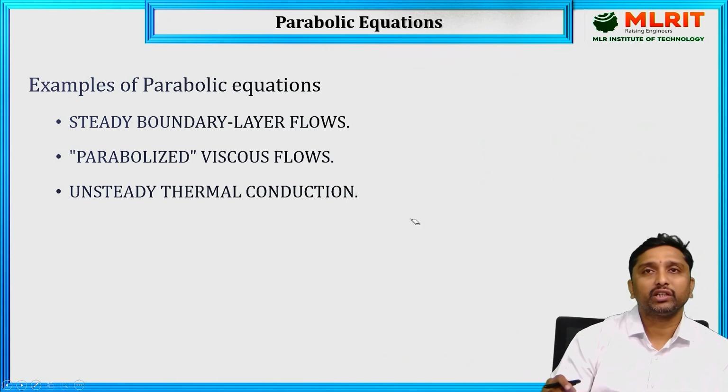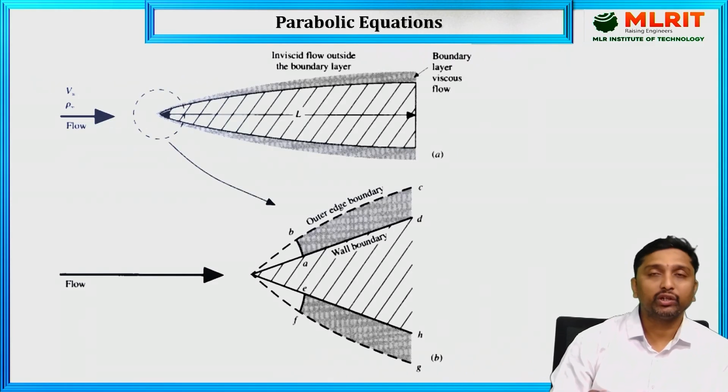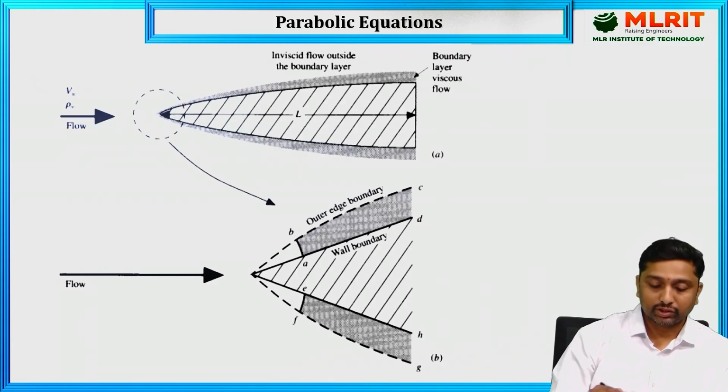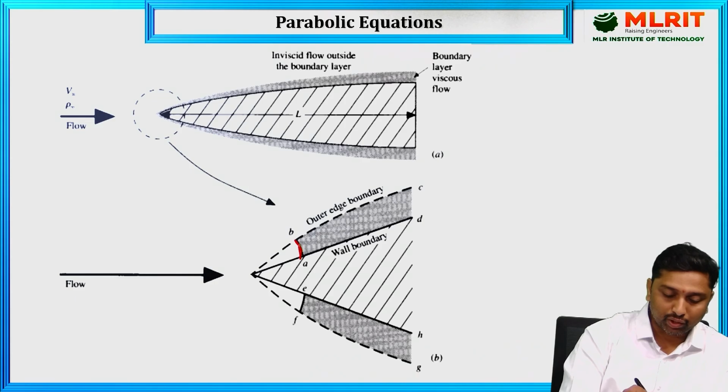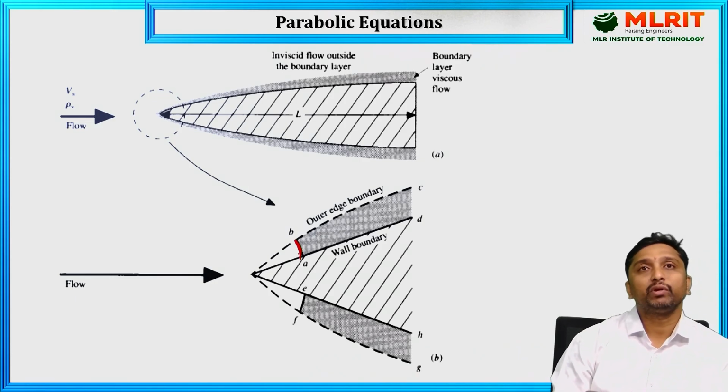For this, let us consider the example of the viscous boundary layer. This is the viscous boundary layer. You can see the imagined points A and B. This is nothing but the characteristic curve for this particular scenario.